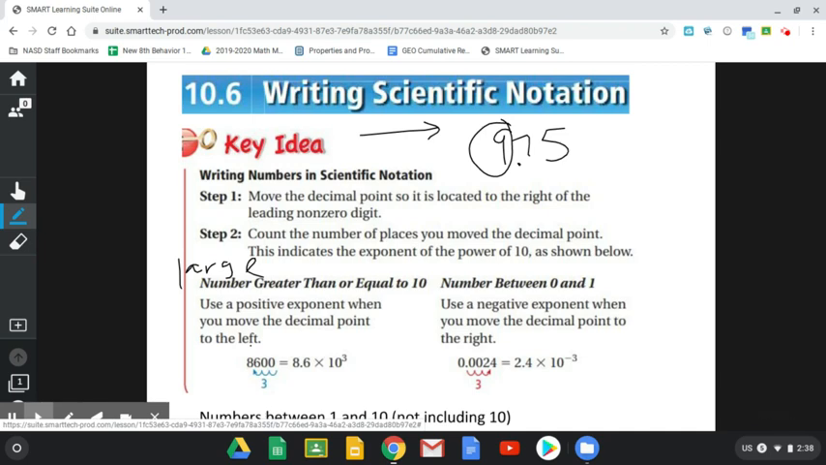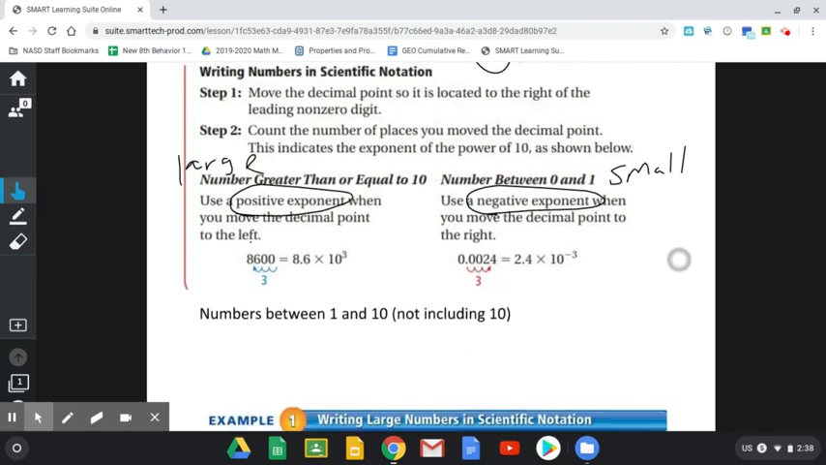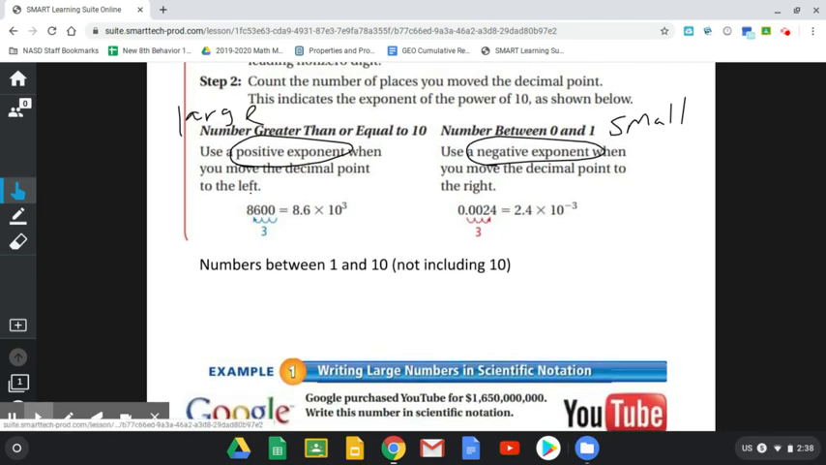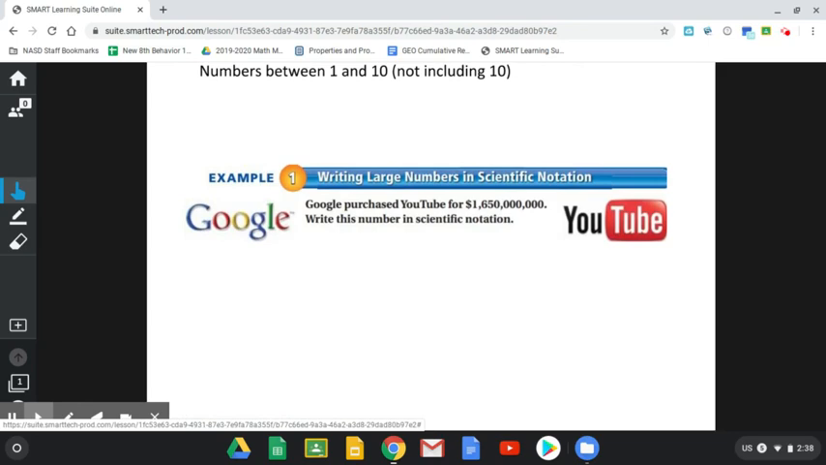And we're going to use a positive exponent when we start out with a number that's greater than or equal to 10. On the other side here, we have numbers between 0 and 1. We're going to call those our small numbers. So if the number's between 0 and 1, it's a small number, and we're going to be using a negative exponent when we have numbers that are between 0 and 1, or what we're going to call our small numbers. All right, and you'll see this during the examples. Don't worry about this numbers between 1 and 10. I'm going to cover that in just a moment.